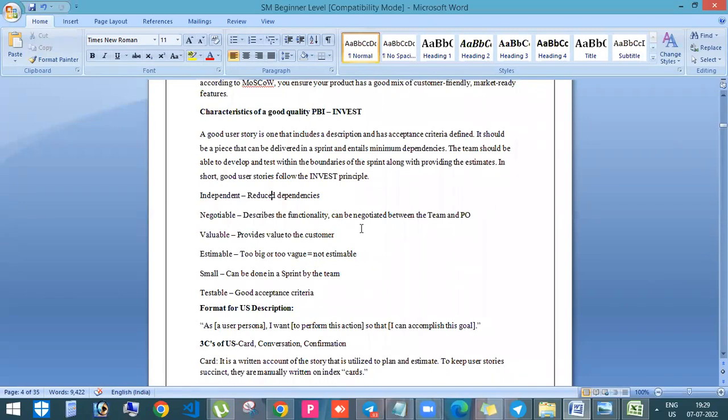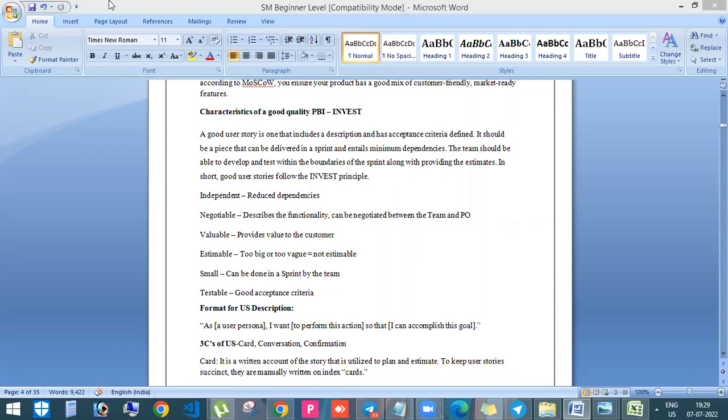In this INVEST principle, I stands for independent. Independent means a story should be independent and have very few dependencies. It should have reduced dependencies, and then it should be negotiable. Negotiable describes the functionality that can be negotiated between the team and the product owner.